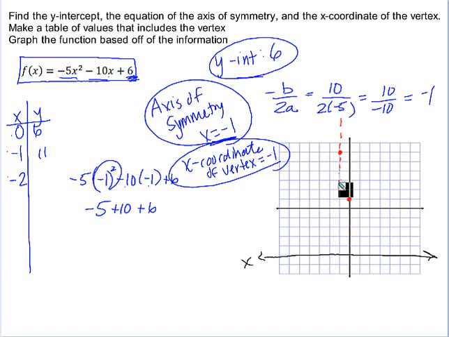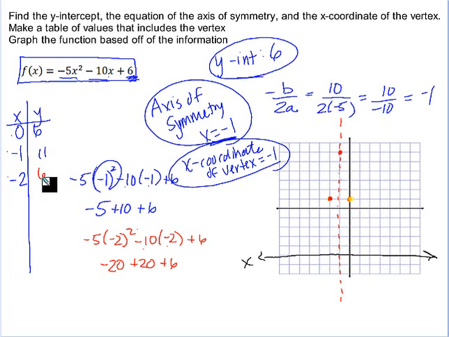This is also the axis of symmetry. Because that's the axis of symmetry, since we have a point right here, we should have the same point on the opposite side of that axis. So we should have a point right here, which would be at negative 2, 6. So if you were to plug in negative 2 over here, we should get a positive 6 out. So negative 2 squared is positive 4 times negative 5 is negative 20. Negative 10 times negative 2 is positive 20 plus 6. Lo and behold, we actually got that 6.